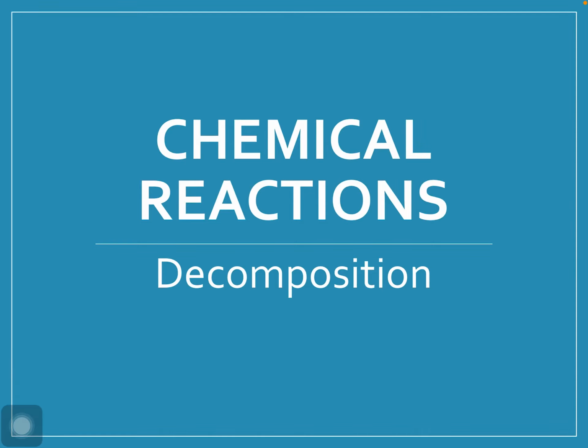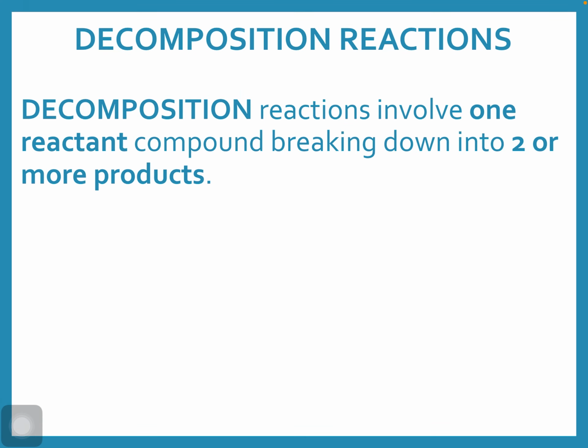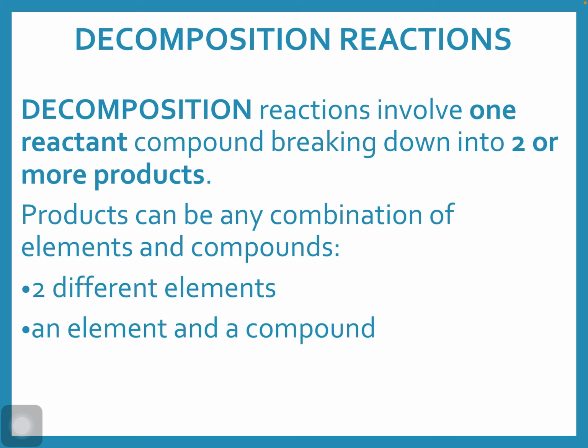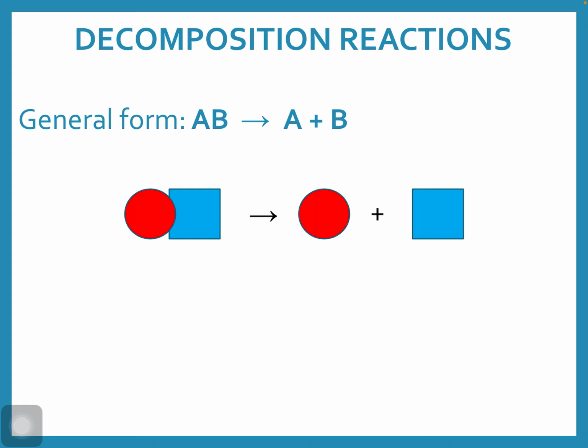In this lesson, we're going to take a look at decomposition reactions, which is when we have one reactant that breaks down into two or more products. Those products can be a combination of elements and compounds. So we can have two different elements. We can have an element and a compound, or we can have multiple compounds. So we'll take a look at each of these.